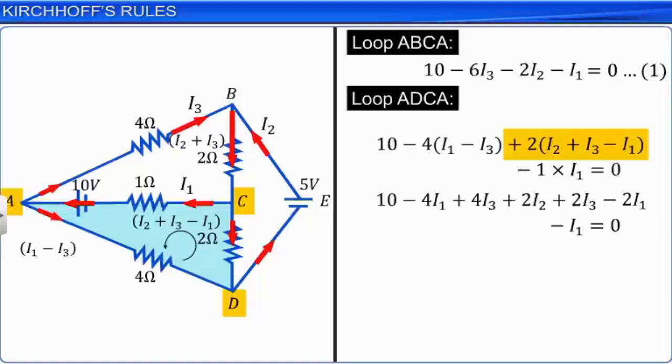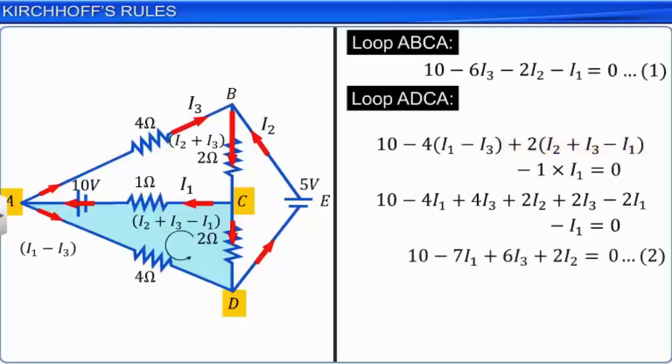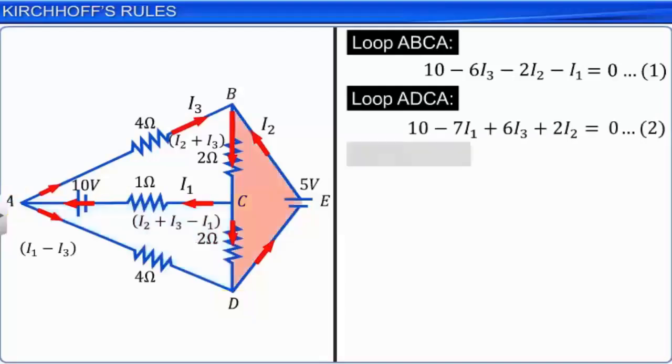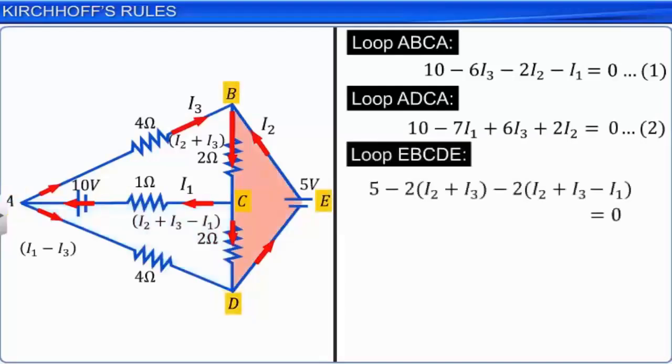Loop ABCDE. Let us start from the negative terminal of the 5-volt battery and walk through the loop in an anti-clockwise direction. Add the potential changes and equate it to 0. Substituting the values of the potential changes across the resistors and that of the cell in the loop and simplifying, we get equation 3.